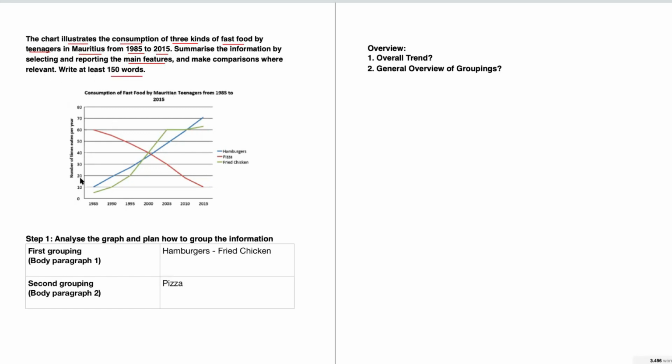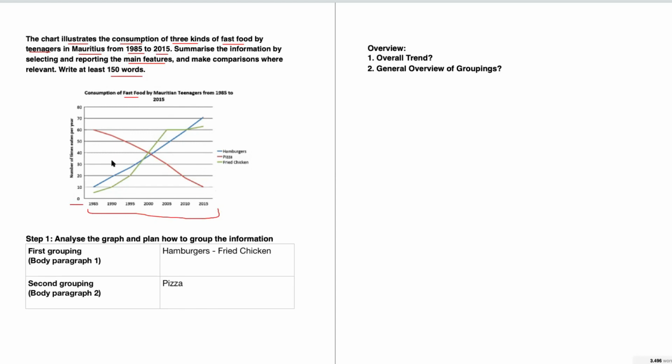Now you see here, we do not have any sort of projection. We just have the number of times eaten per year on the y-axis and the years here on the x-axis. And we have 3 lines. So blue is hamburger, red is pizza, and green is fried chicken. So we're looking at the consumption of fast food by Mauritian teenagers from 1985 to 2015.